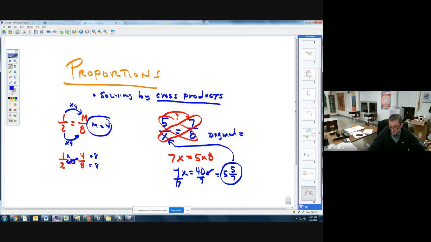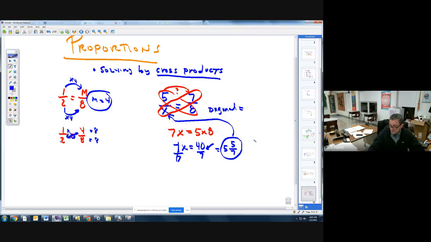Now, a couple things to keep in mind. Sometimes you might think you need to use cross products and you may not have to. For example, if you come across this problem, m over 10 equals 15 over 25. Okay, you really have your option on this.